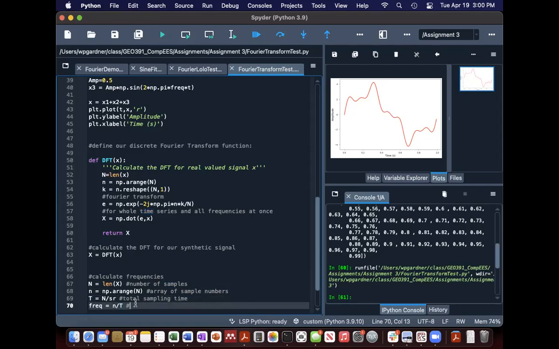And this is the vector of all frequencies up to the sampling rate.